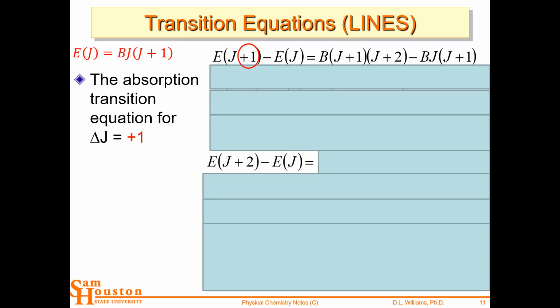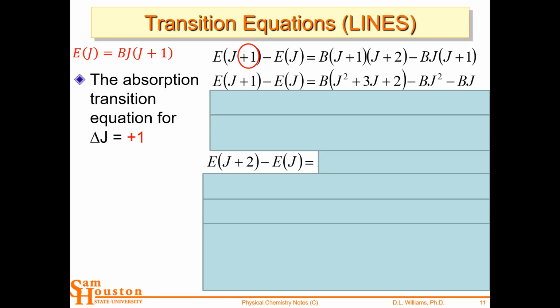So where'd the J plus 2 come from? J plus 1 plus 1. Yeah, that's it. J plus 1 plus 1. So then we can multiply B through and the J's together and everything. And so we have B times that polynomial J squared plus 3J plus 2 minus BJ squared minus BJ. Let's continue to multiply through.